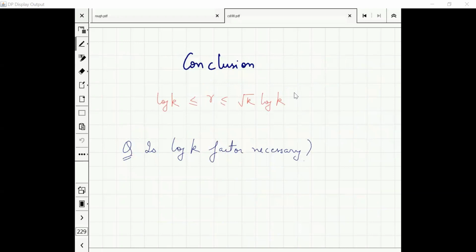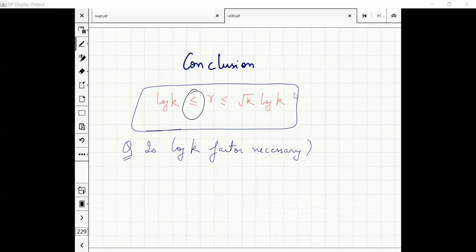So to conclude, the rank has two bounds. It is definitely greater than log K. It is less than square root K log K. This is the best thing we know. That means it's still an open question whether the log K factor is necessary. Can we remove the log K factor, or does there exist a function for which the rank is actually root K? If you can solve this, that's a very good article.